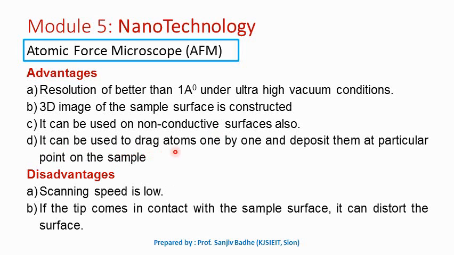It can be used to pick atoms one by one and deposit them at a particular point on the sample. So manipulating the position of atoms is possible with the help of atomic force microscope. The disadvantages include scanning speed is very low because the tip will move very slowly on the sample surface. If the tip comes in contact with the sample surface, it can distort the surface. So this is one major disadvantage of this atomic force microscope.